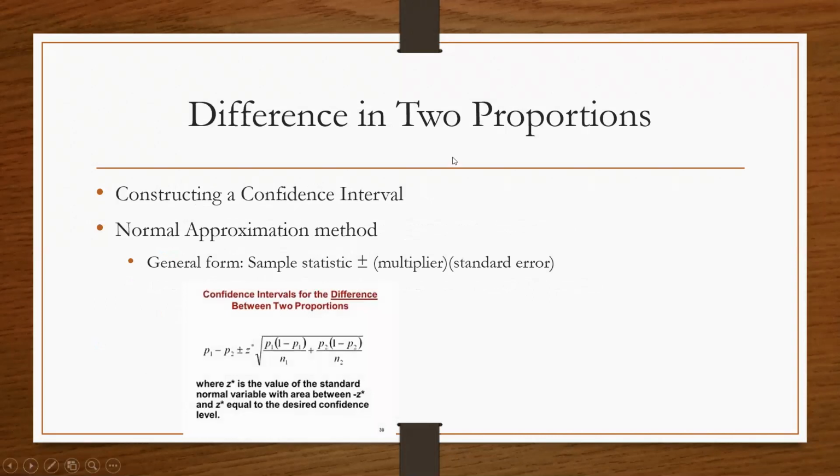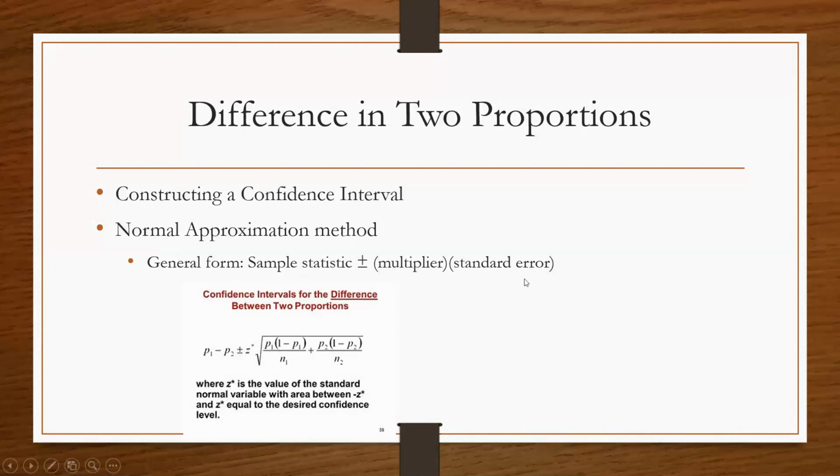All right. So when you're constructing a confidence interval, we're going to go into the assumption that you can use a normal approximation method. If you remember from previously, the general form of this equation is the sample statistic plus or minus the multiplier times the standard error. It's the exact same equation here for finding the difference between two proportions. It's just written out to look a little bit differently. So you see here you have P1 minus P2. That's going to be your sample statistic. The difference between them will equal your sample statistic, plus or minus your multiplier, which is the z-score here.